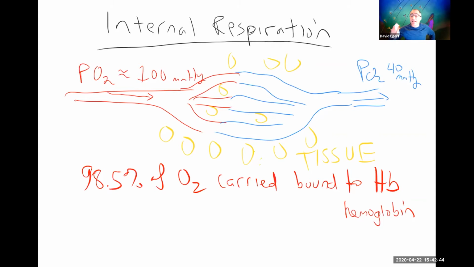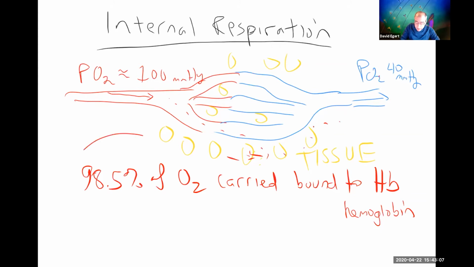There's a little itsy bit, like 1%, I think 1.5%, dissolved in your plasma, but almost all of it is carried bound to hemoglobin. Obviously, a lot of the oxygen's being released here.